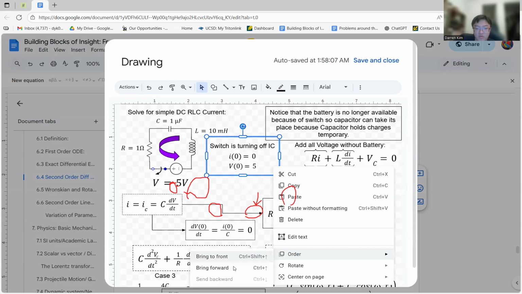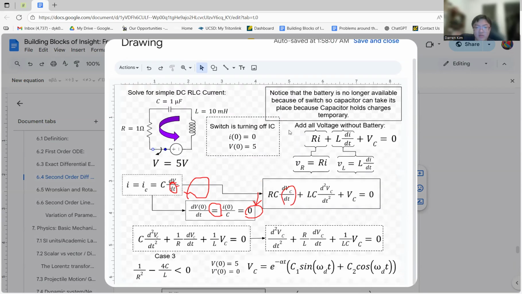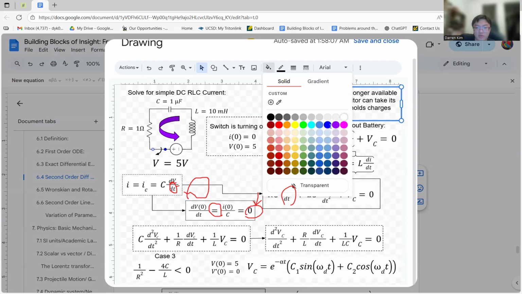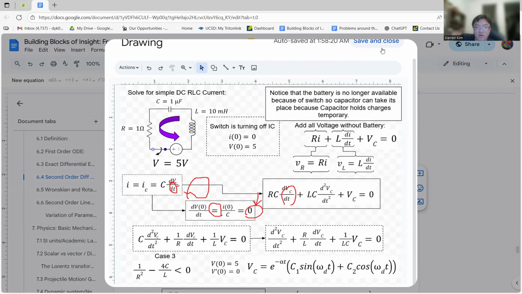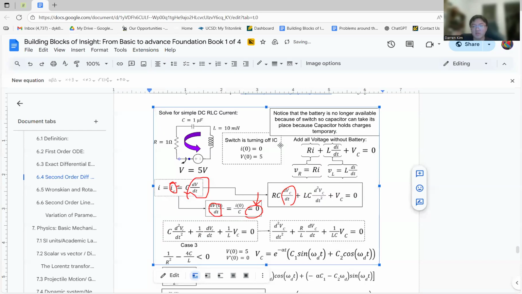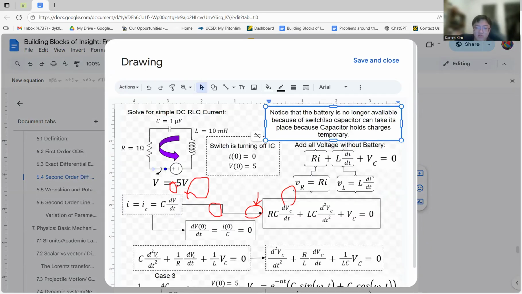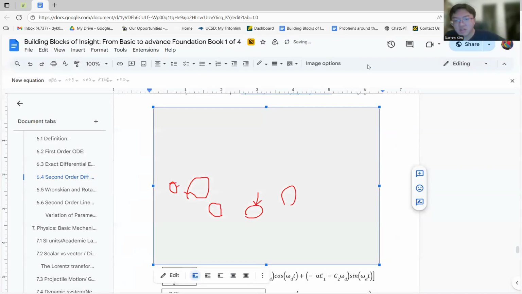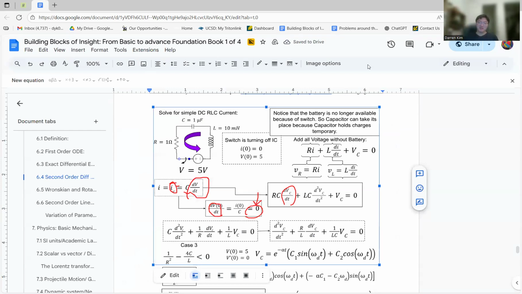Well, it's already to the back. Why is it happening? Oh, because of this thing, just fill it up with white and it should be good. Okay, switch off, because as you can see, I'm sleepy also because of the switch. Right, and I realized I just did a long sentence. The capacitor can take its place because of the capacitor. Okay, so that's good. That is solved.